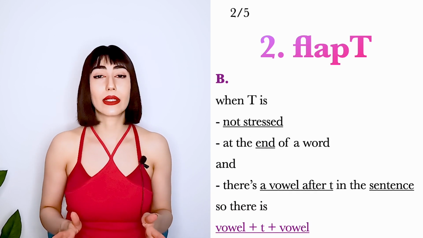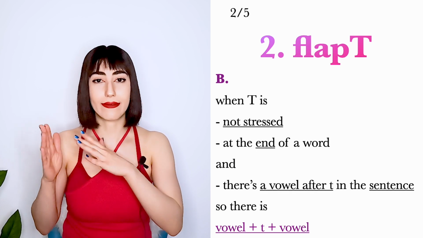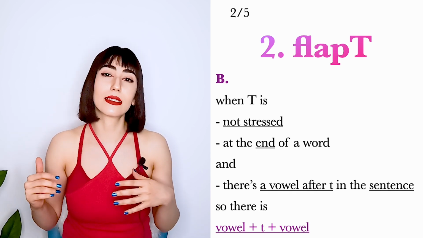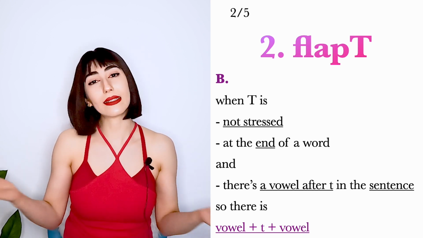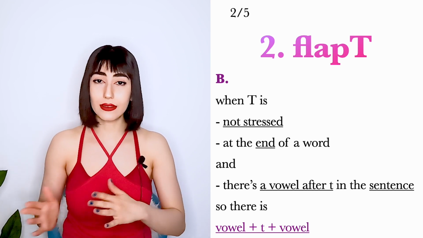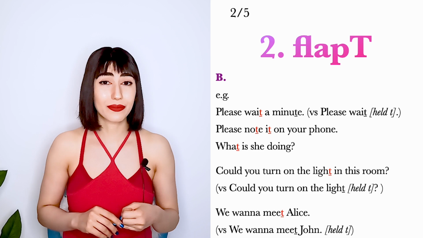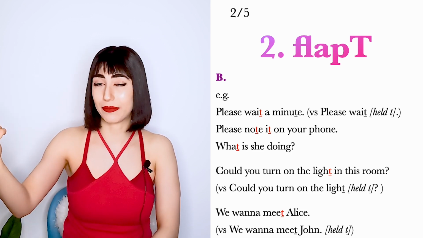Another case is when T is not stressed and it is at the end of a word. So we have a vowel plus T. However, in the sentence, there is another vowel sound right after it. So at the end, we would have again vowel, T, vowel. For example, please wait a minute. Please wait a minute. We have minute in the held T.